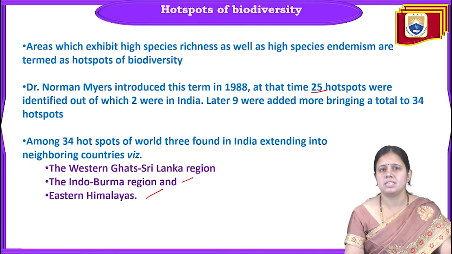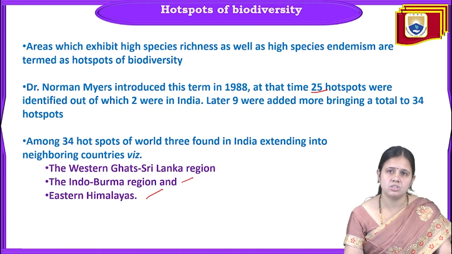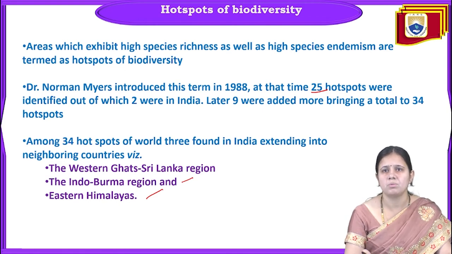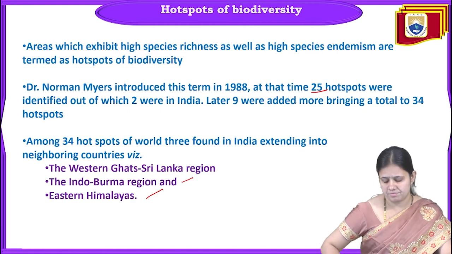A hotspot of biodiversity is an area where high species richness as well as high species endemism are there. These areas also have a high rate of extinction and a very high risk of species extinction, because endemic species have a limited geographical distribution and a small population. So their risk of extinction in that area is very high.